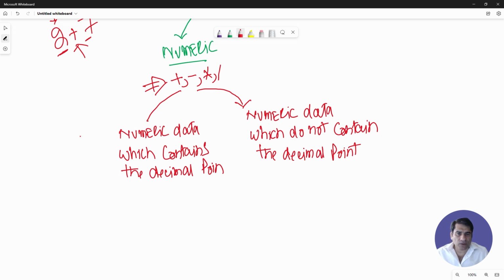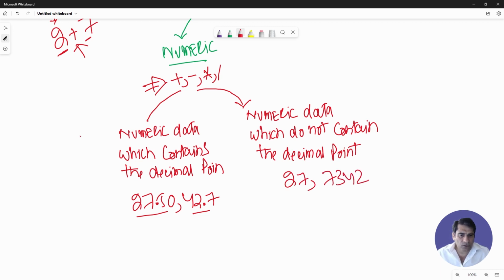On both of them we can do mathematical operations. But first, the numeric data which contains the decimal point, for example, 27.50, 42.7. This is numeric data, but it contains the decimal point. And this is numeric data which does not contain the decimal point, for example, 27, 7,342. This is numeric data, and it doesn't contain the decimal point.